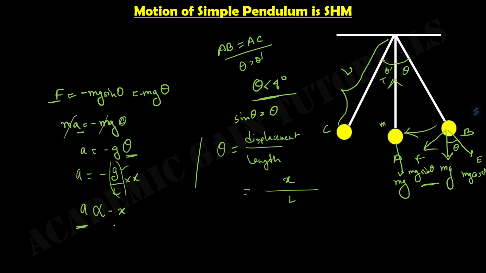So our acceleration is proportional to the displacement, and it is directed opposite to the displacement, and this is the property of simple harmonic motion. As I find this simple pendulum has this kind of property, I can conclude that our simple pendulum is simple harmonic motion. Okay, I hope you understand this whole equation.